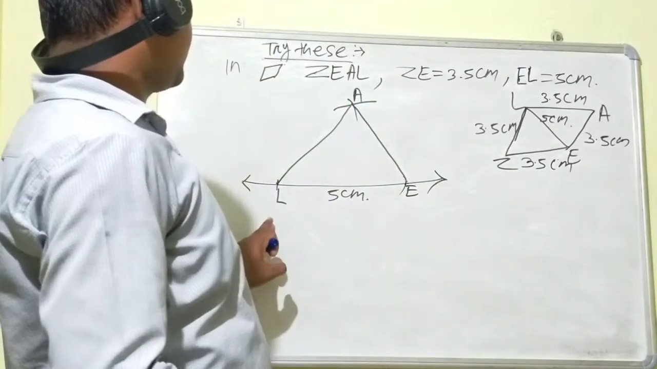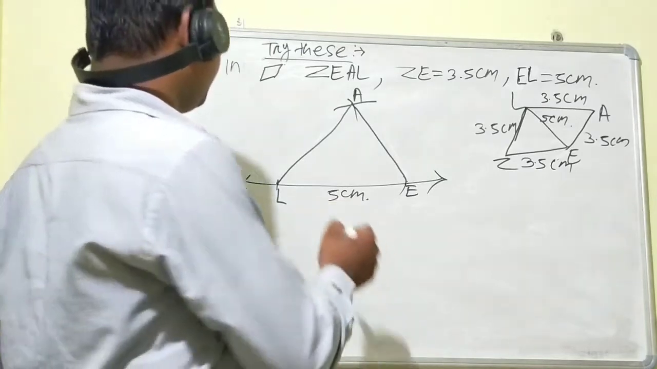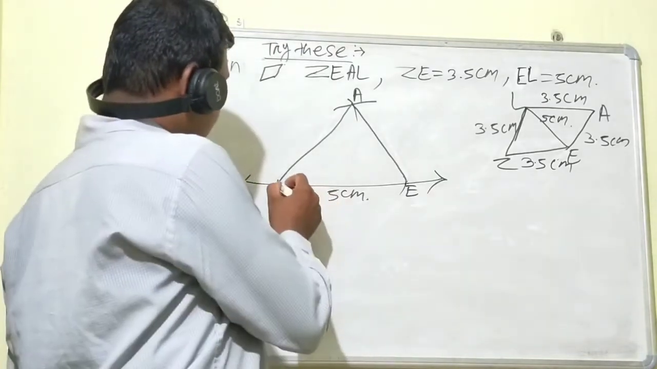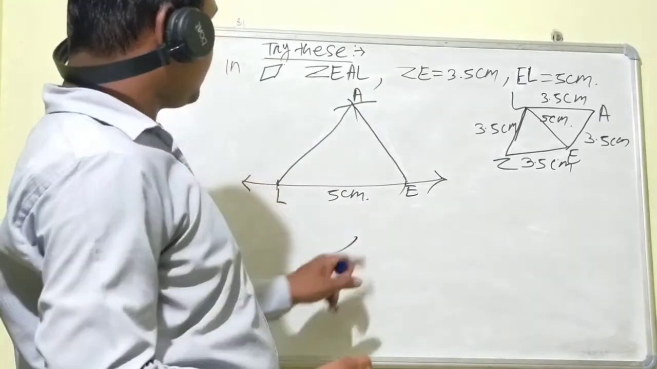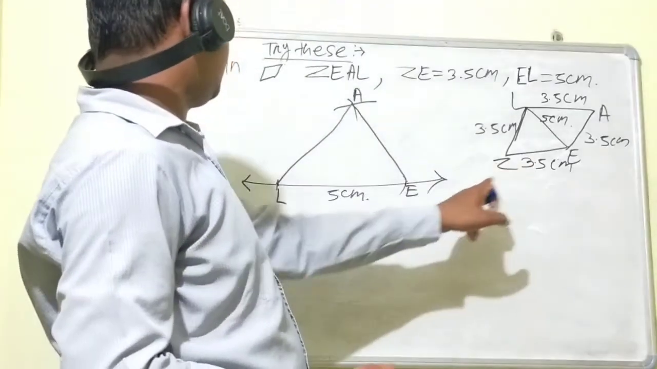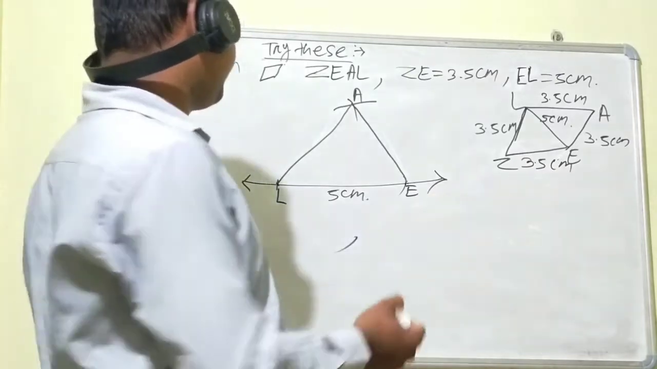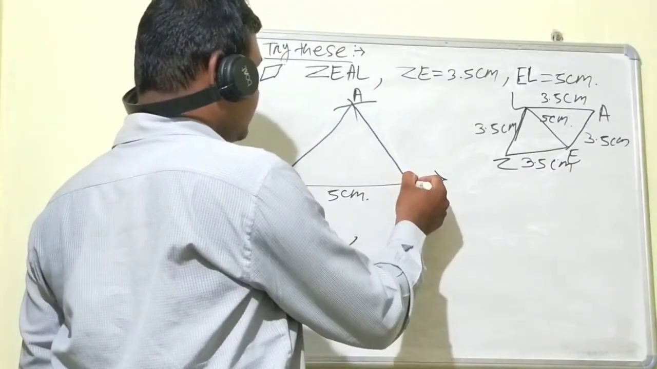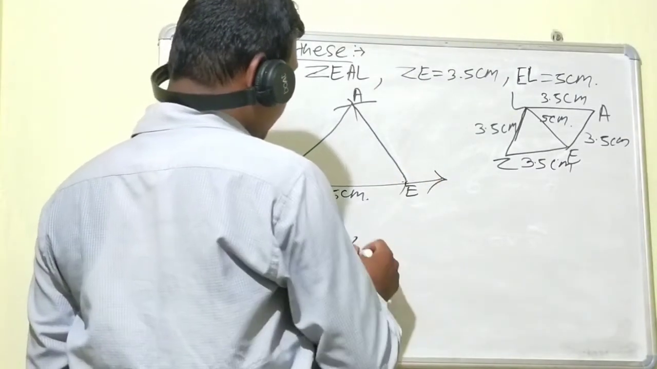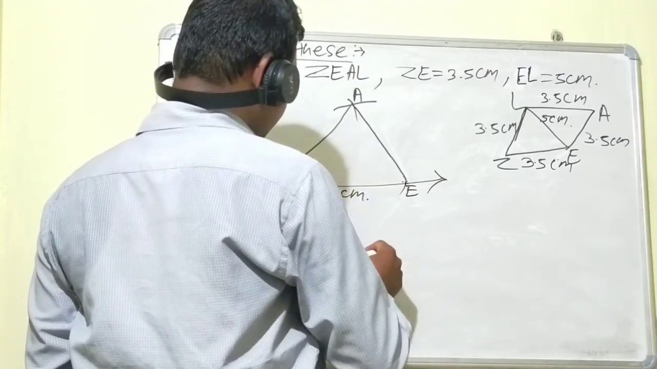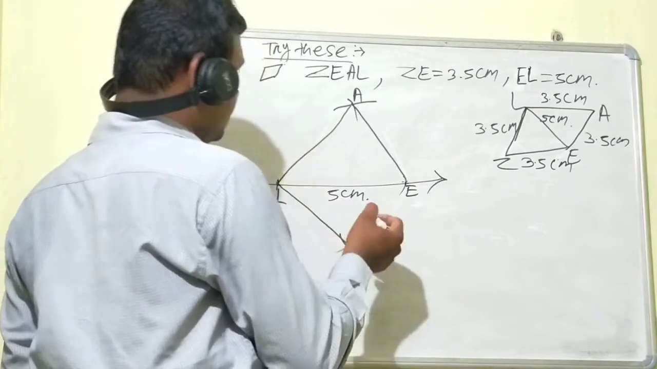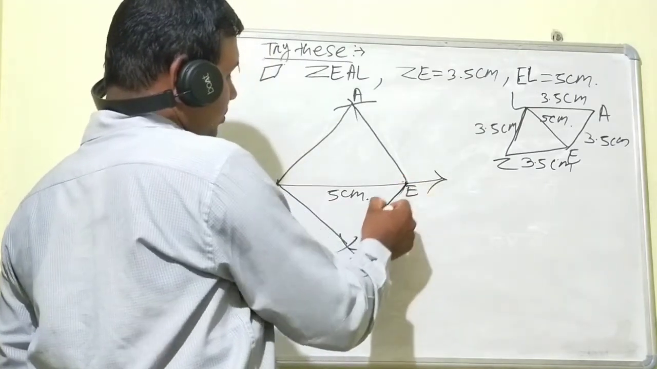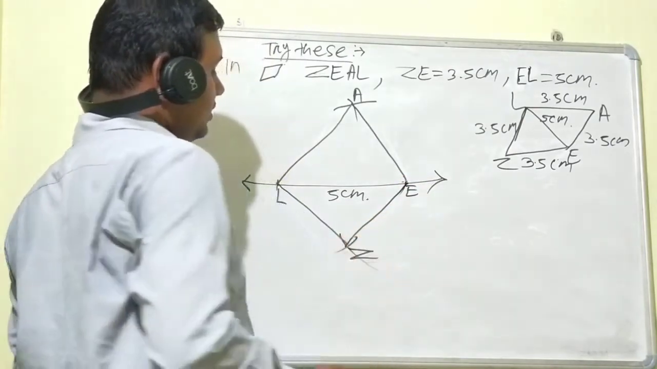Similarly, we'll take LZ 3.5 centimeter and, keeping the compass tip at L, we'll draw one arc at the lower point, and also EZ 3.5 centimeter, keeping the compass tip at E, we'll cut. They will intersect at a point that is Z. Now we'll join L to Z and E to Z.